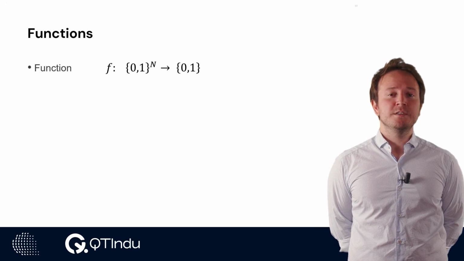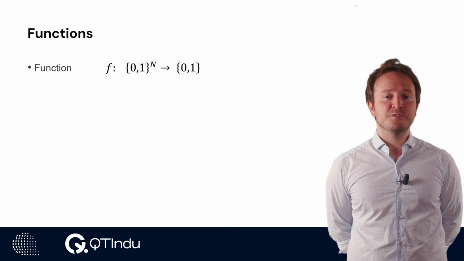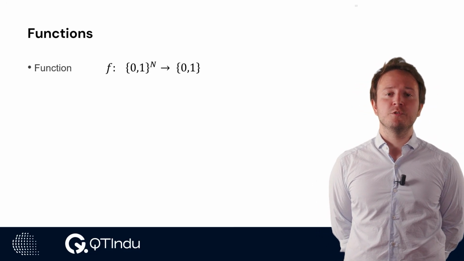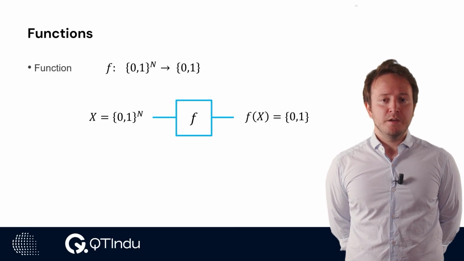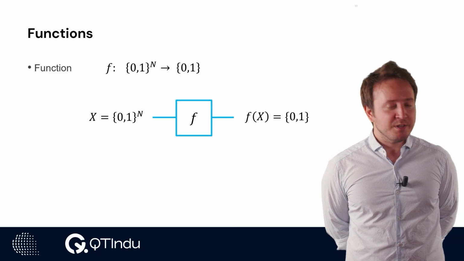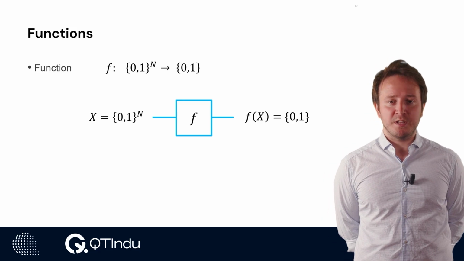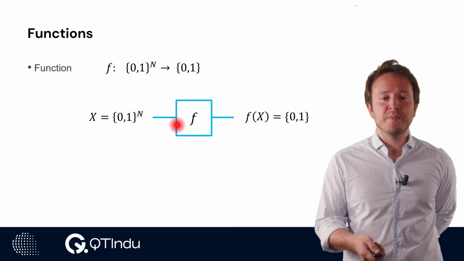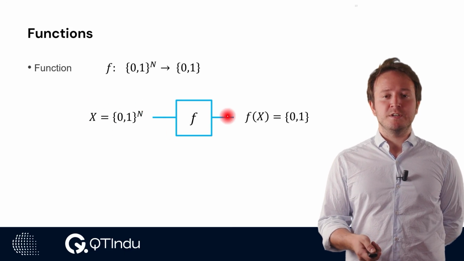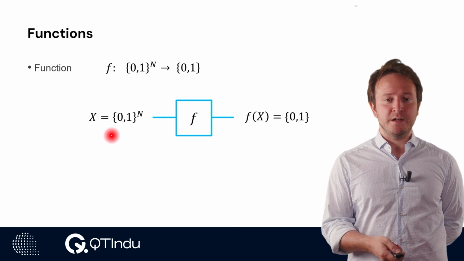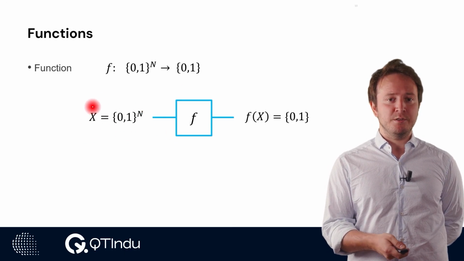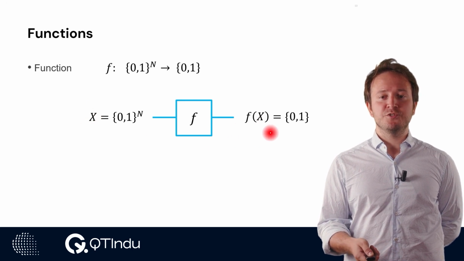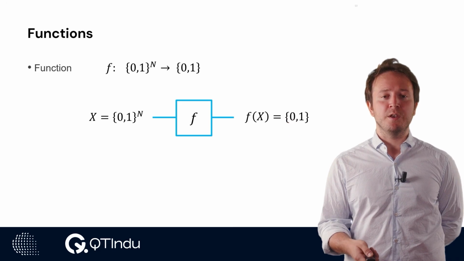Functions are operations that take as an input an n-bit string and output a single bit with value 0 or 1. Now, in quantum computers, typically we work with circuits that are these little blocks that you can see over here. If this was a quantum computer, it would take an n-bit string, which we call capital X as before, and output a function of this n-bit string that is a single bit, 0 or 1.